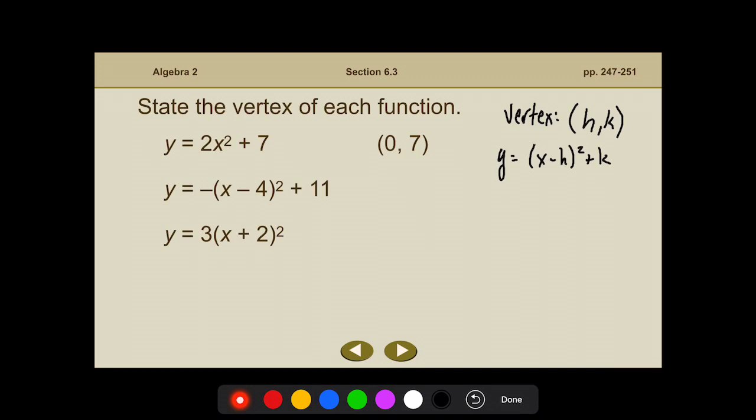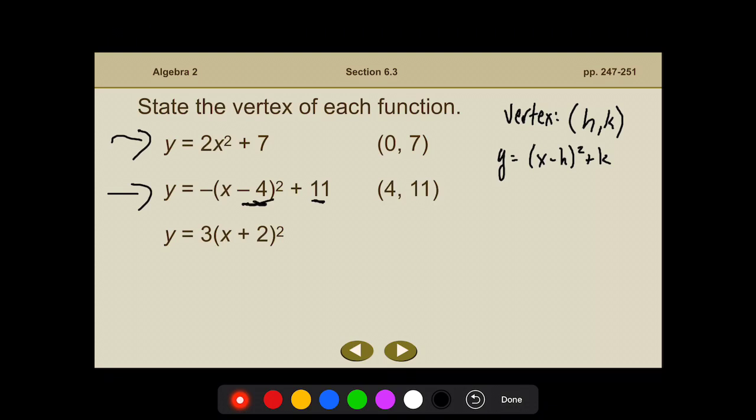If you look at the first example right here on the slide, there is nothing next to x, so that would be 0, and then the k would be 7. Look at the second example here. Knowing this information, you see the number next to x, and you also see the k, so that one is going to be 4 and 11. Again, it's minus h, so minus a minus 4 is a positive 4.